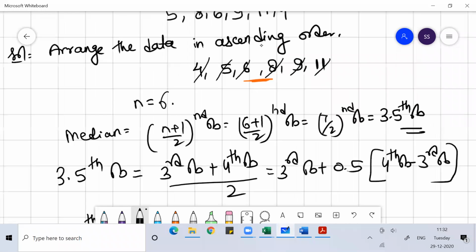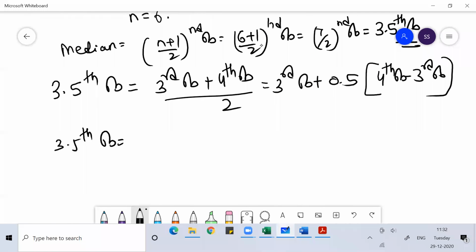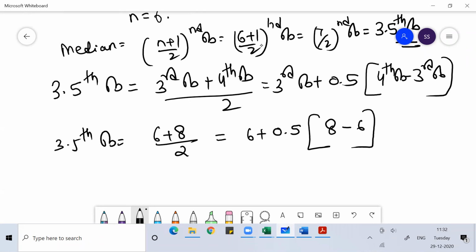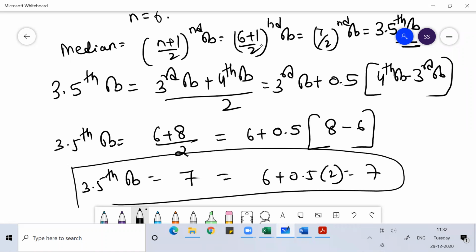Your third observation is 6 and the fourth observation is 8. That is equal to the third observation, 6, plus 0.5 into the fourth observation 8 minus 6. So your 3.5th observation is 7, or you can say 6 plus 0.5 into 2, which also gives you 7. The median for this question is 7.